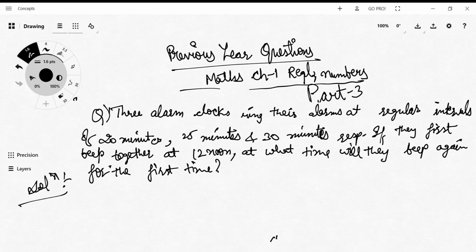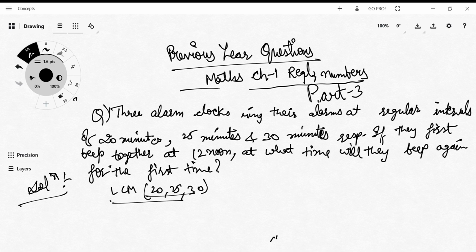Okay, so the question is: three alarm clocks ring alarms at regular intervals of 20 minutes, 25 minutes, and 30 minutes respectively. If they first beep together at 12 noon, at what time will they beep together again for the first time? So here we will find the LCM. The time when they ring together is equal to the LCM of 20, 25, and 30.